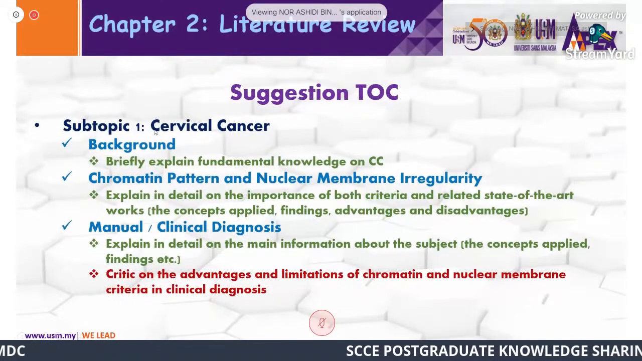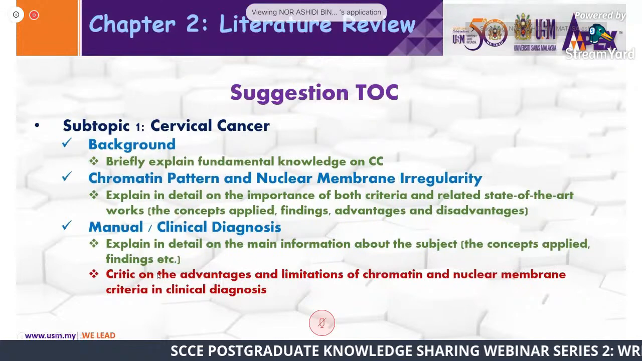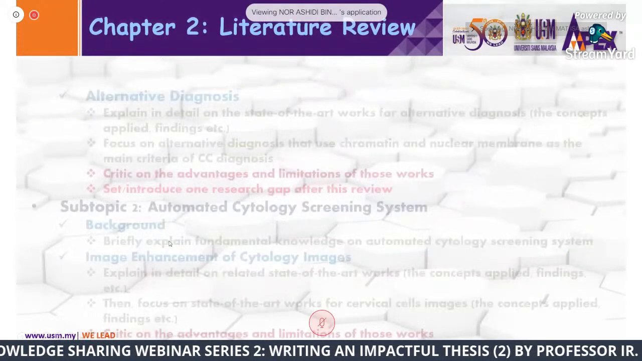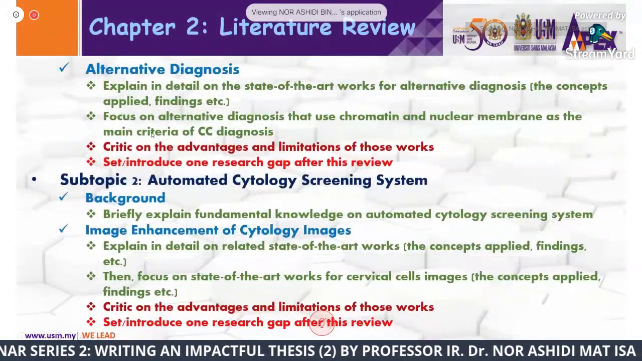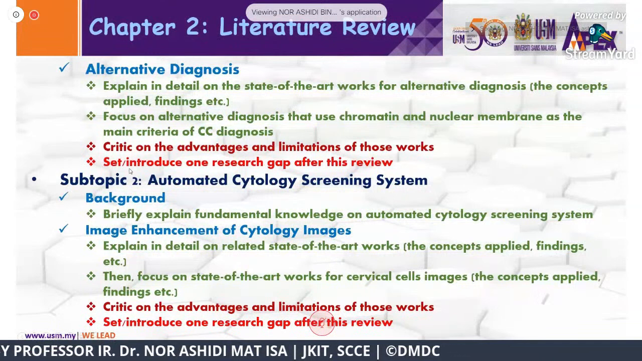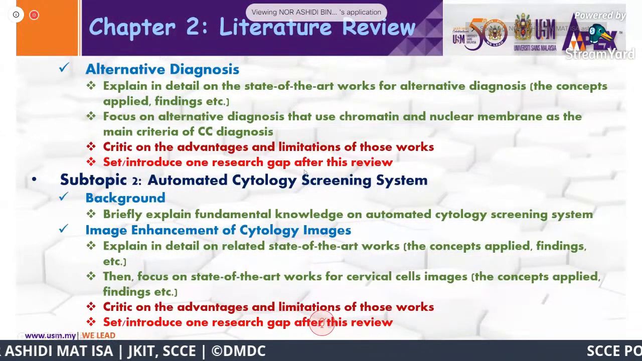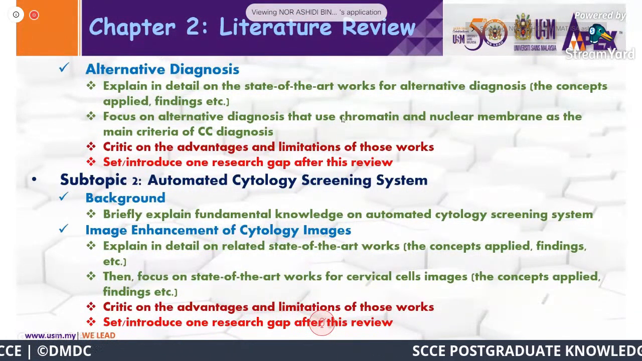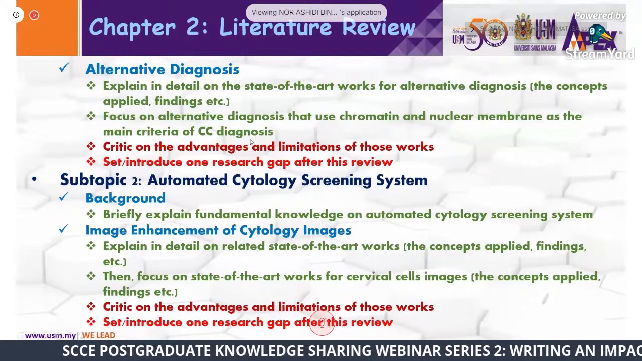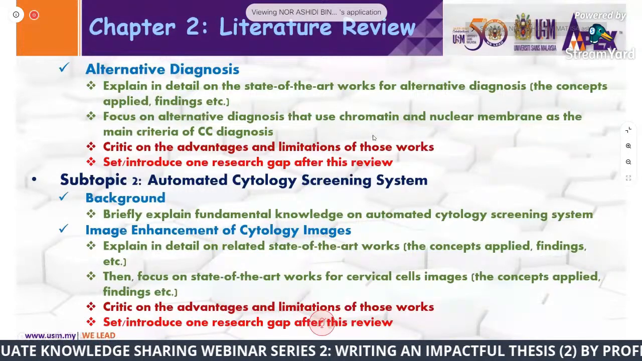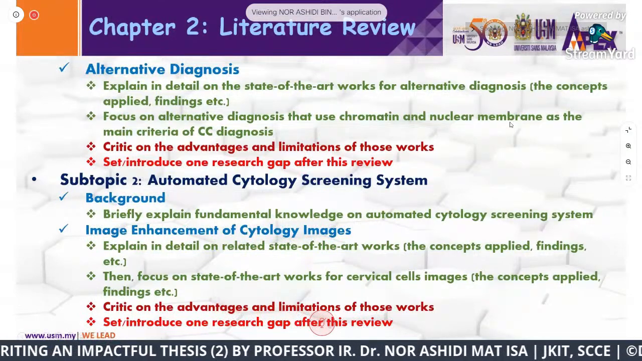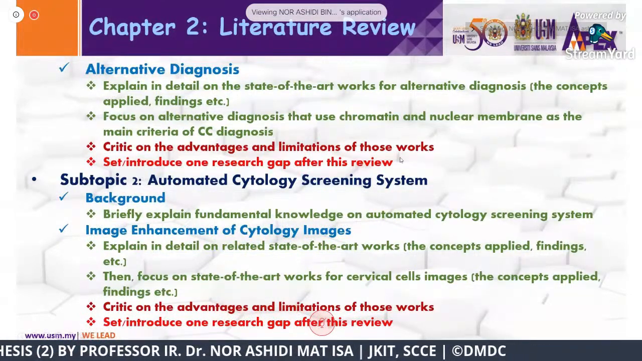Suggestion. So you have the speaker. So we have the until here is a critique. So similar to this one, anti-critique. And for the alternative diagnosis, when you critique, then for this one, you set one research gap after this review. Why? Because you want to focus on the chromatic and nuclear membrane. Because there are no works as of now that use the chromatic and nuclear membrane as the criteria. So you want to use that.